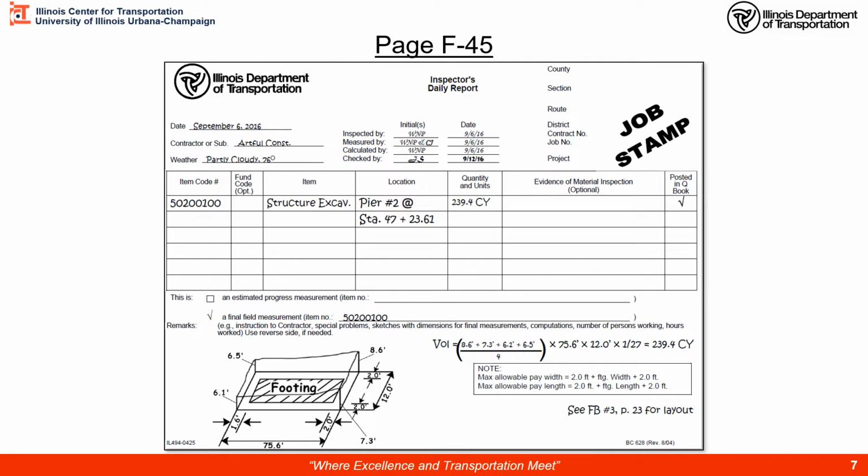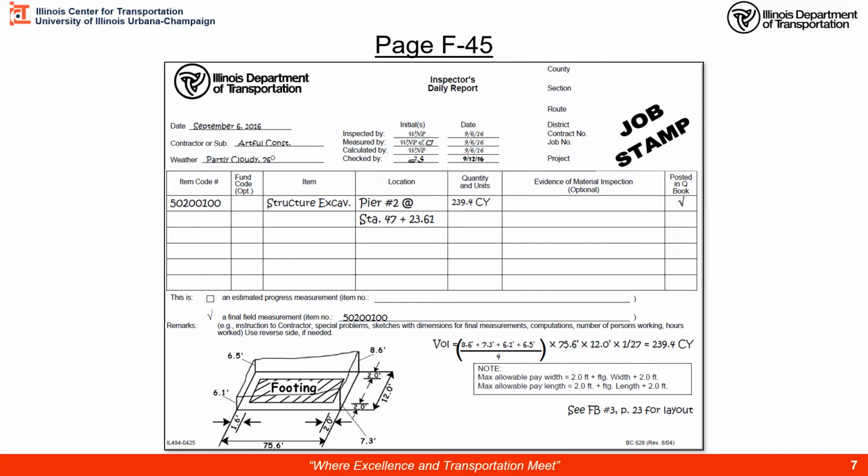Notice that we don't have anything in here for evidence of material inspection. That's because it's a removal item, so there's no material to be inspected being incorporated into the work. Always note that this will be a final field measurement because it's a removal item, and it's the only opportunity you're going to have to measure what was removed.